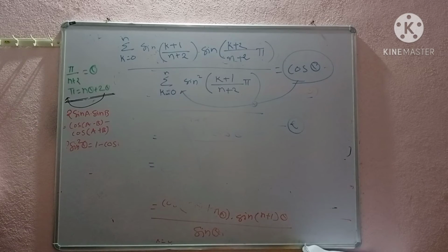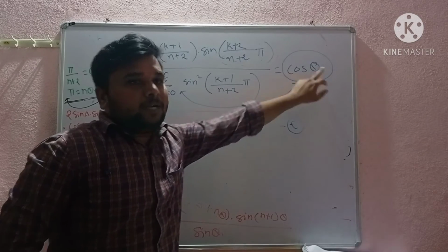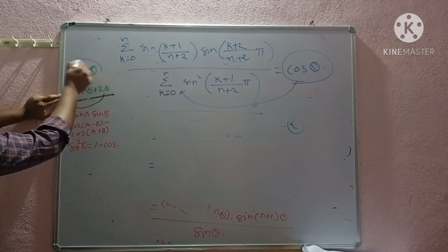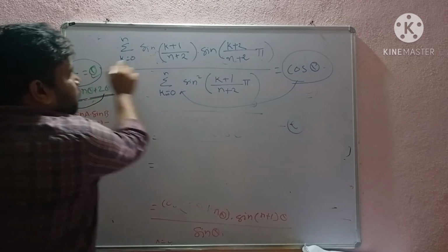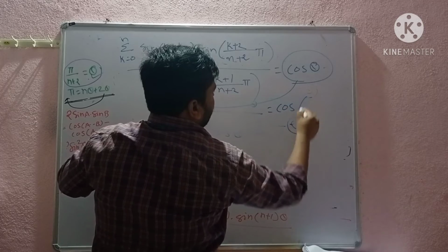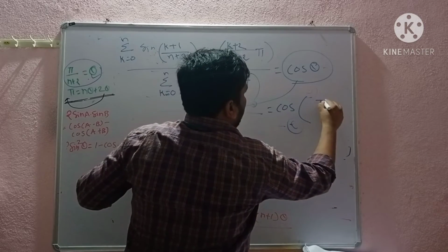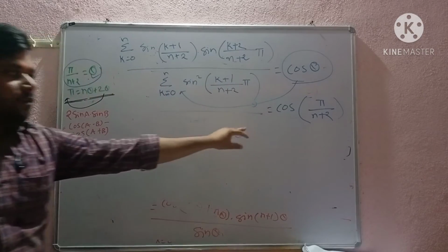Now we have to come towards our options. So first of all we have to substitute the original value of theta. What is the original value of theta? Theta is equal to pi upon n plus 2. Theta is equal to pi upon n plus 2. So substitute this value into cos theta. It becomes cos (pi upon n plus 2).